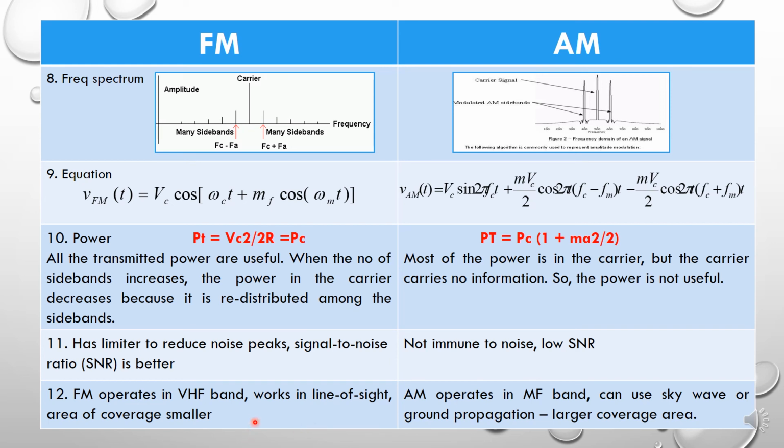Okay, FM operates in the very high frequency band. It works in line of sight and the coverage area is smaller. And for AM, it works in the medium frequency band. It uses skywave or ground wave propagation, and it has a larger coverage area.